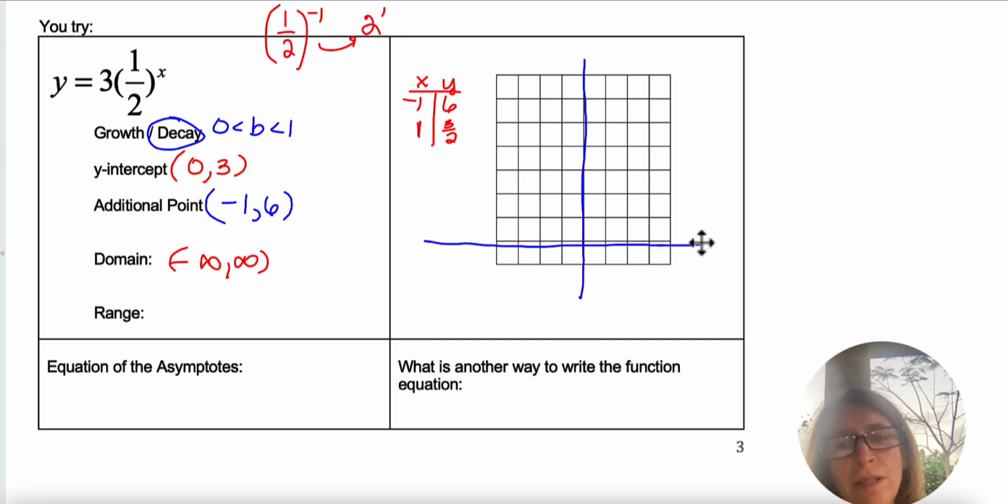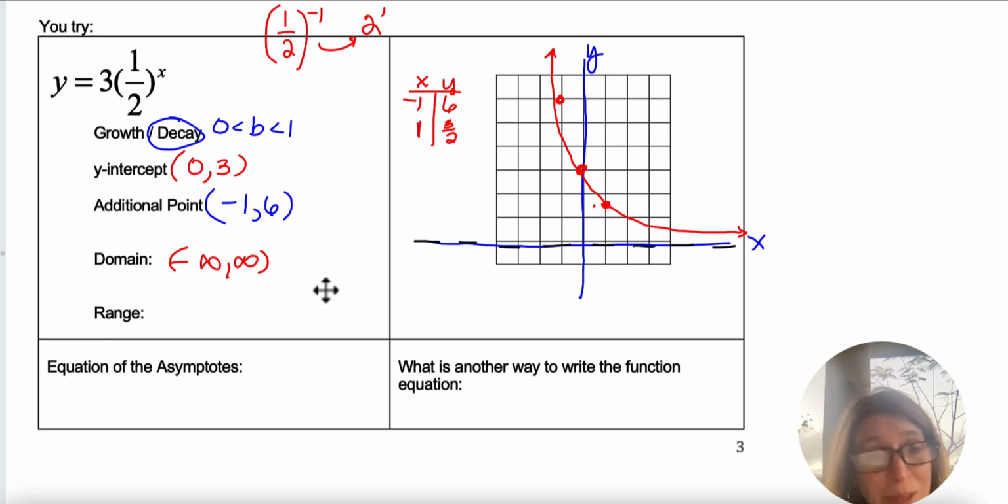So here we go. Make my XY coordinate plane, and I plug in 0, 3, and -1, 6. And then 1, 1.5 is going to be right about there. And so you can see, instead of the graph growing from left to right, it is falling from left to right, and that's why we call it decay. Keep in mind, we always read those graphs from left to right.